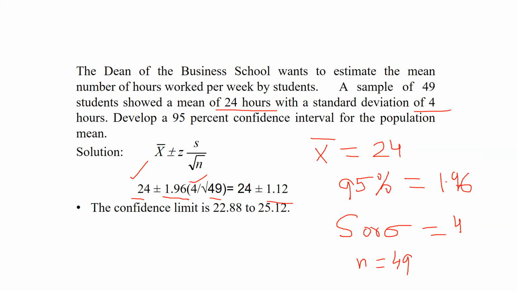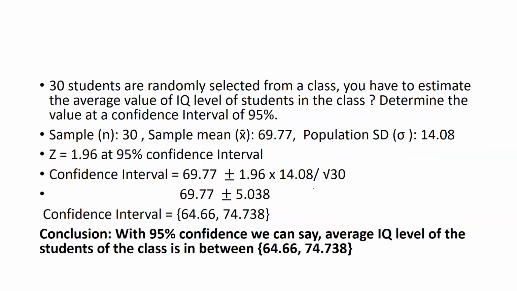1.12 we will add to 24 and 1.12 we will subtract from 24. So these are the confidence interval limits. You can see here, when we add 24 plus 1.12 that will become 25.12, and 24 minus 1.12 will become 22.88.